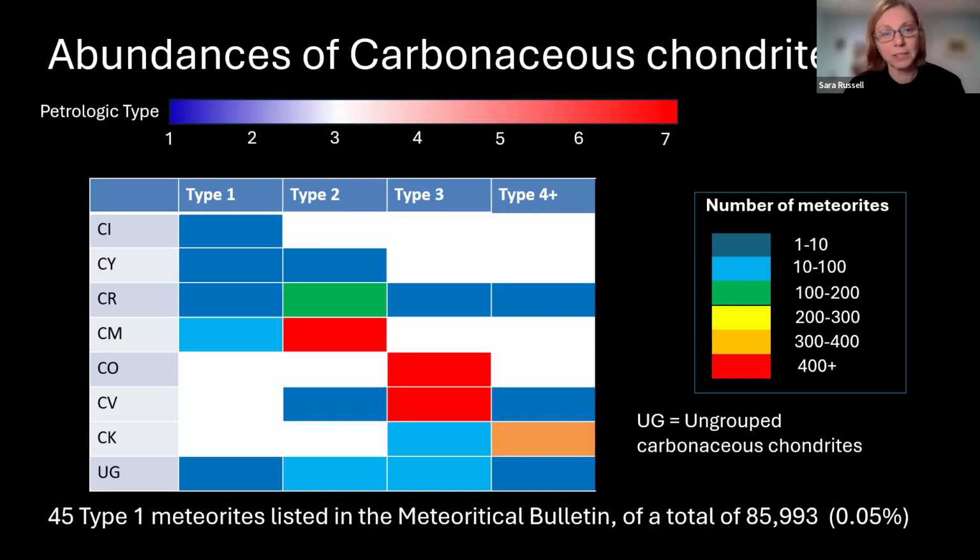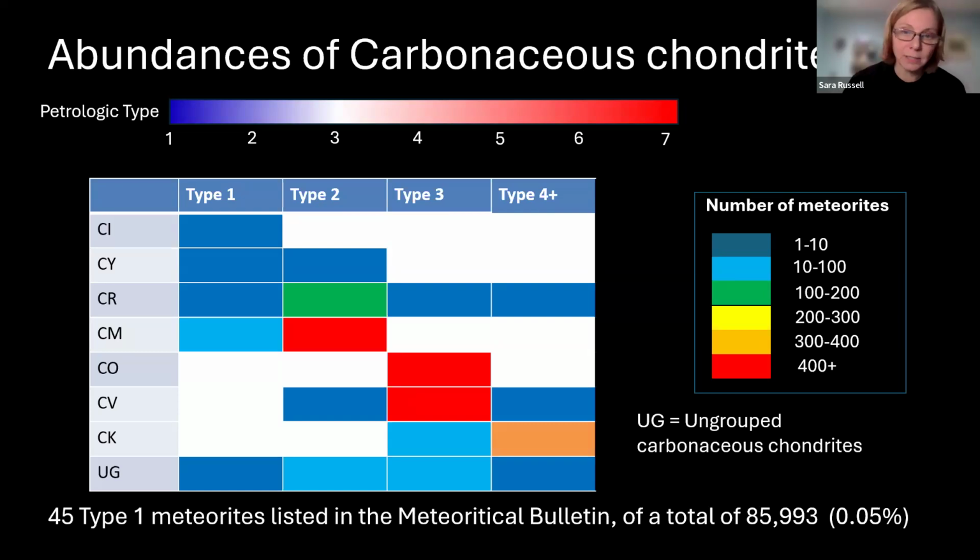For the carbonaceous chondrites, the most abundant types are the CM2s, the CO3s, and the CV3s. But you'll see that many of the chemical groups also have type 1 examples. Overall, though, this is a very rare type of meteorite. There are only 45 type 1 meteorites listed in the Meteoritical Bulletin, out of a total, which I checked yesterday, of nearly 86,000. So that works out to about 0.05% of all meteorites being type 1. They're incredibly rare in our meteorite collection.